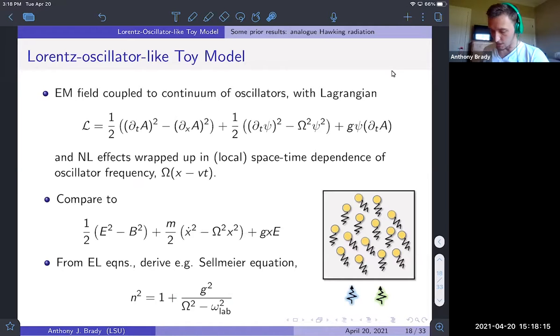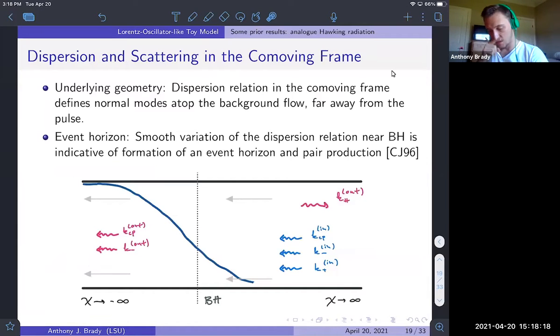Okay, so going forward, what these authors really look at is the dispersion relation and scattering in the co-moving frame, as I mentioned previously. The underlying geometry here is effectively this dispersion relation in the co-moving frame, which defines the normal modes of the system atop the background flow. What I have pictured here is a pulse traveling to the right, but when I go to the co-moving frame, things are going to the left, and that gives the background flow. If you find the dispersion relation in this frame, you find that far away from the pulse, you can have all of these upstream and downstream modes.